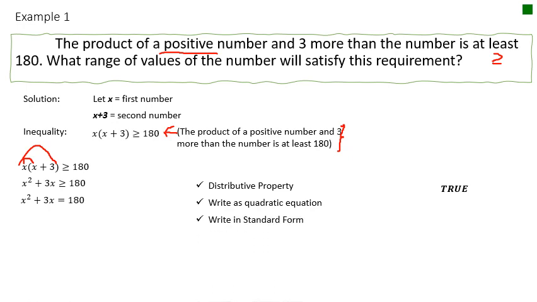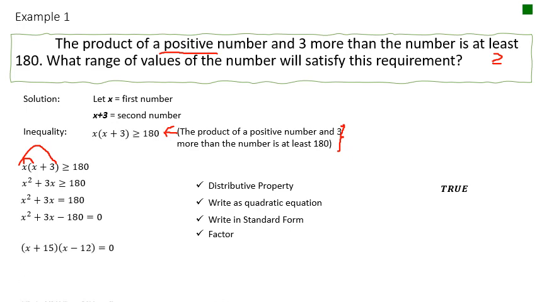And then, next is write in standard form. Pag ni-write natin ito in standard form, yung right side mag-i-equal kay 0. So, meaning to say, si 180 ta-transpose sa left. So, magiging x squared plus 3x minus 180 equals 0. Naka-equate na siya kay 0. And then, let us factor. Again, dito, pwede ka naman gumamit ng ibang method, kaya lang mas mabilis kung magagamit natin yung factoring. Pwede kang gumamit ng quadratic formula, depende kung anong trip mo.